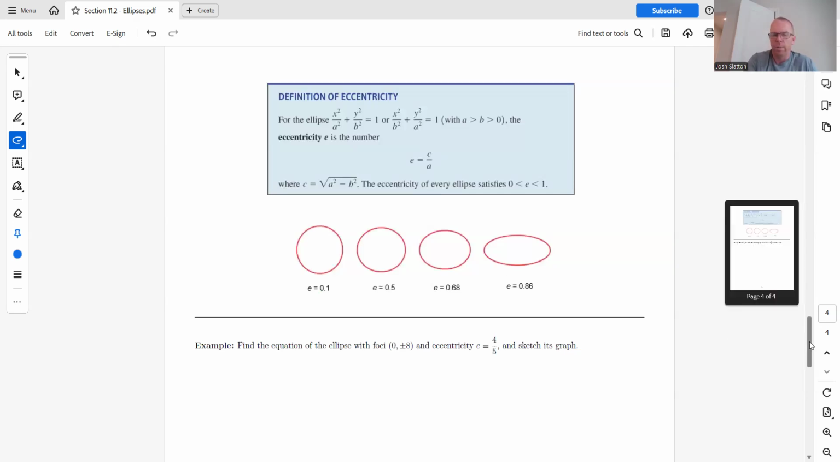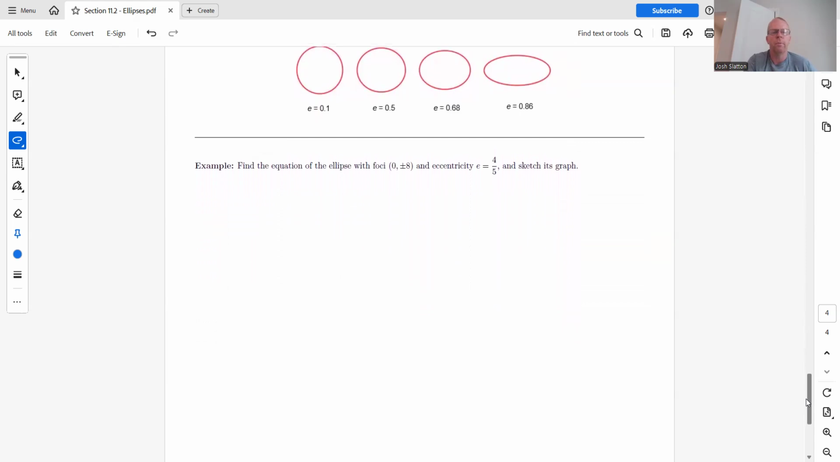So if we have the equation with foci 0, plus or minus 8, so that tells us that c is 8. E is 4/5, so E equals 4/5, and we know that E is c over a. So we have 4/5 equals 8 over a, so that tells us that a is 10. And of course, a squared is 100. So then we can find b.